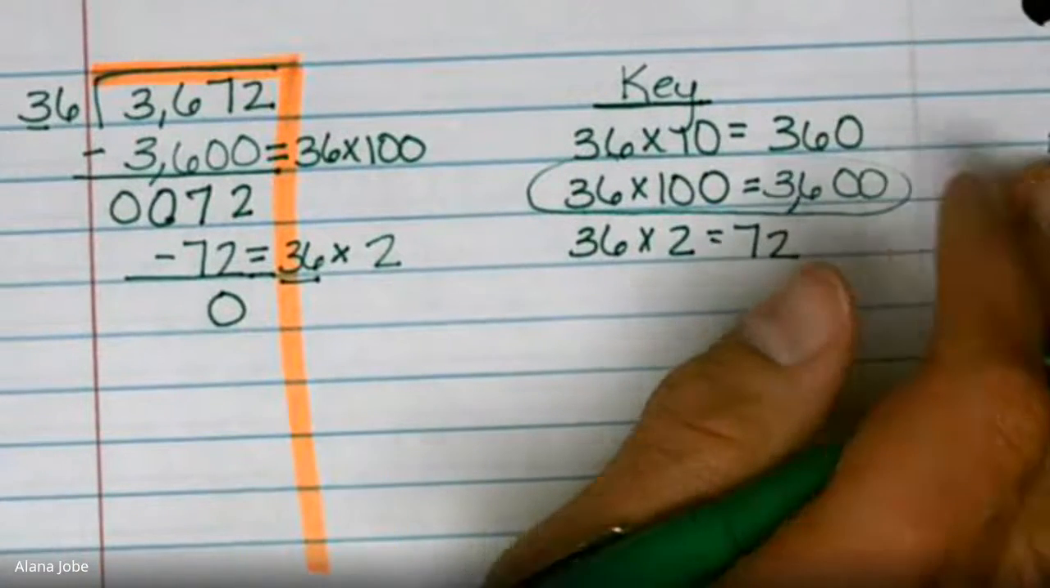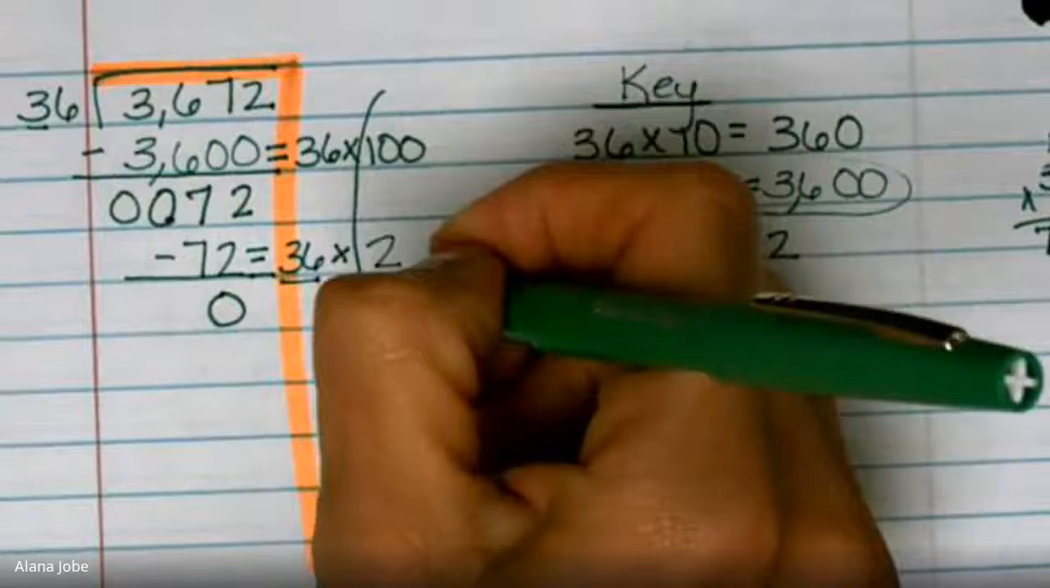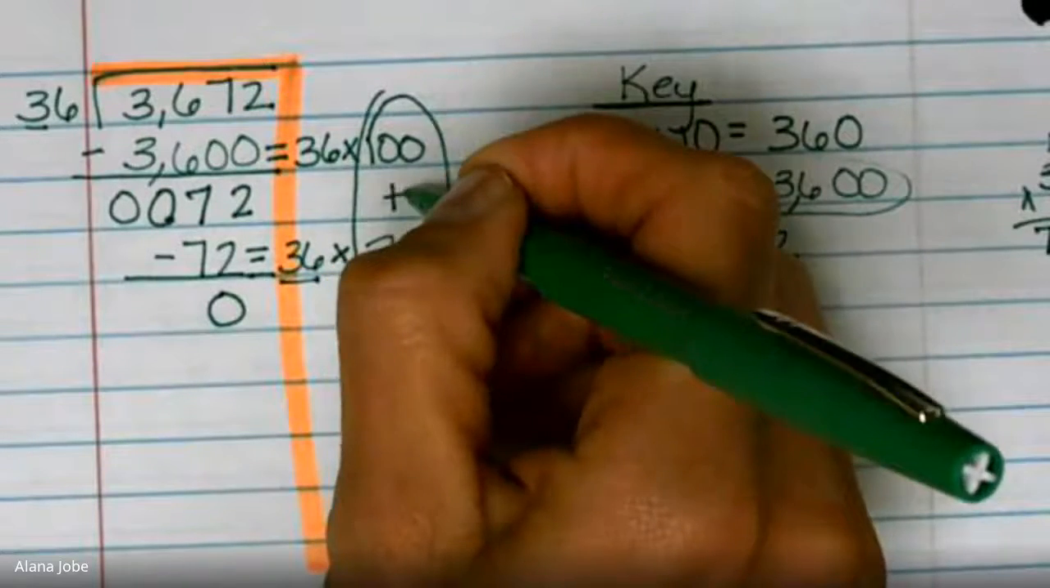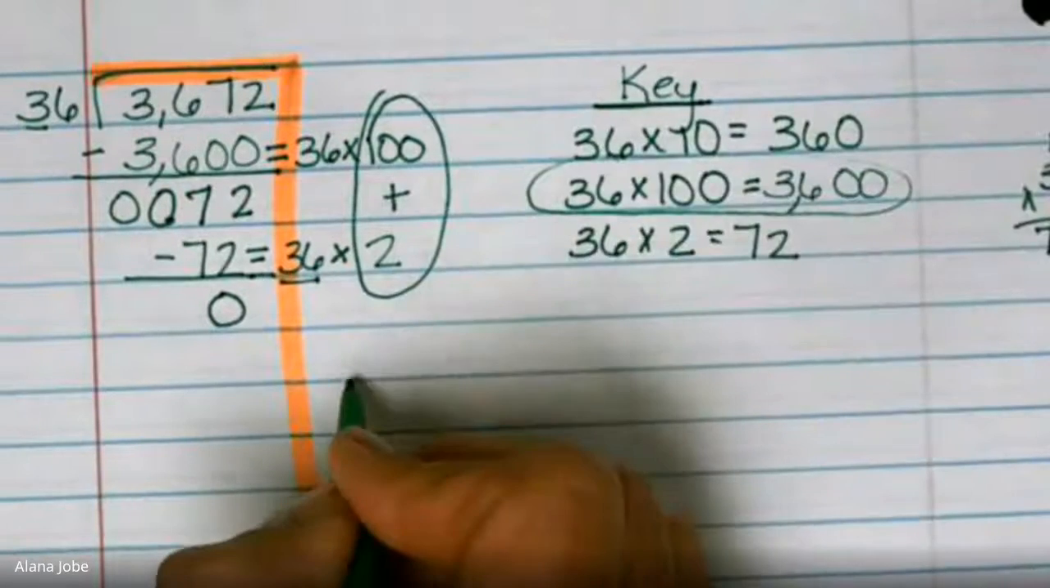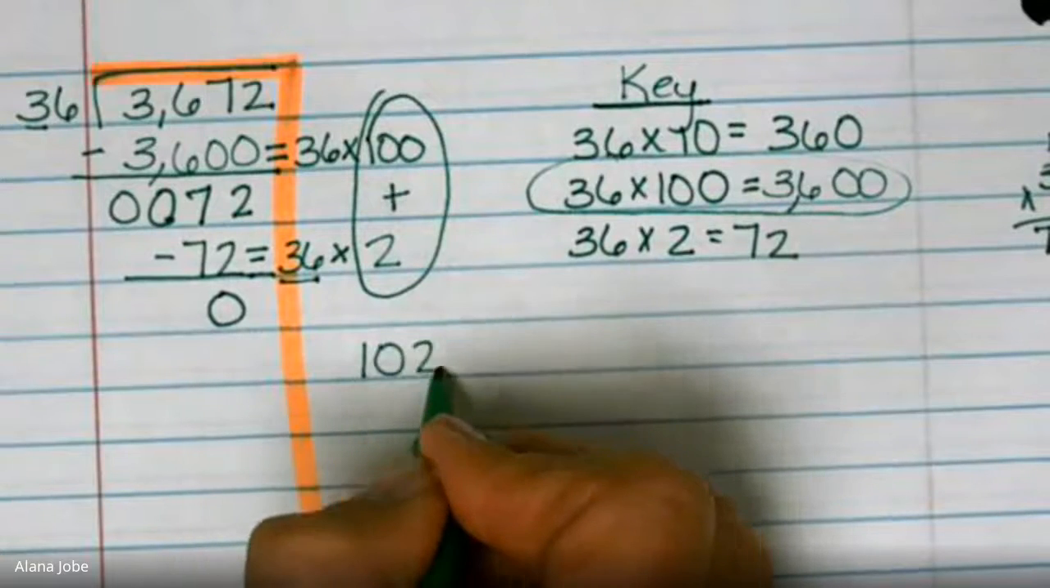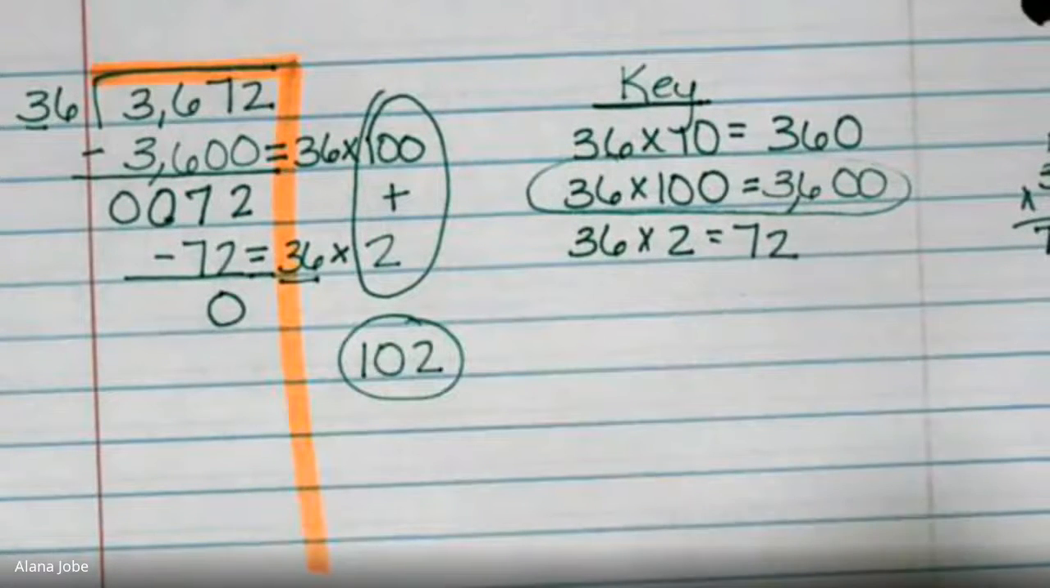The first factor is my divisor, but the second factor is where I'm going to get my answer. So I'm going to add those two together. So my answer is 102. That is my quotient. Okay.